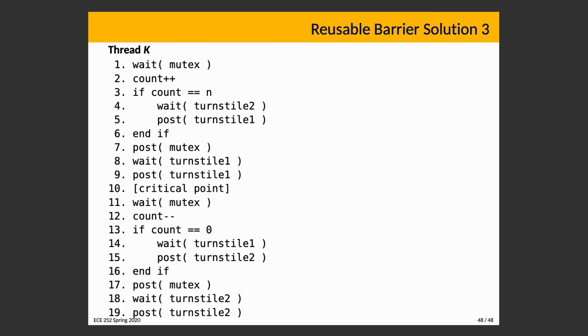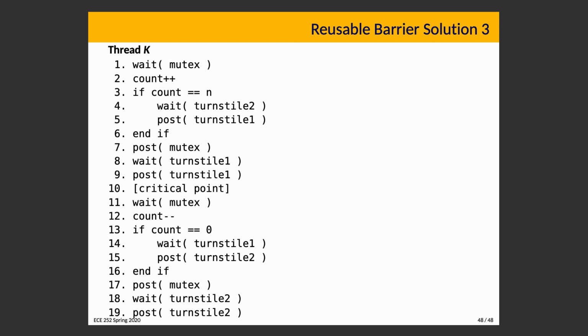And so to actually make this work, the pseudocode for the reusable barrier solution looks like this, in that it resembles to a great extent the reusable barrier that we've talked about, just now there's 2 of them instead of 1. So wait on the mutex, increment count. If count is n, if we're the last thread to arrive, then we lock the second turnstile and unlock the first one. Otherwise, just skip that if block, post on the mutex, wait at the first turnstile, post on the turnstile when we proceed through.